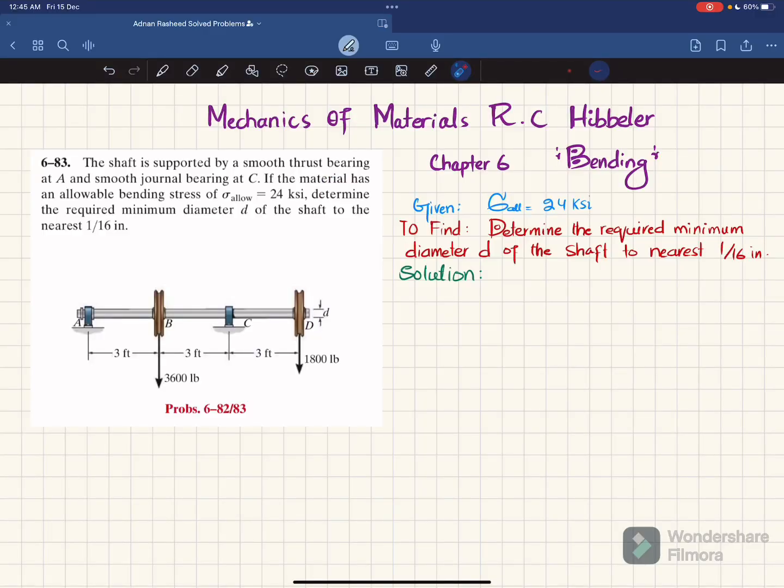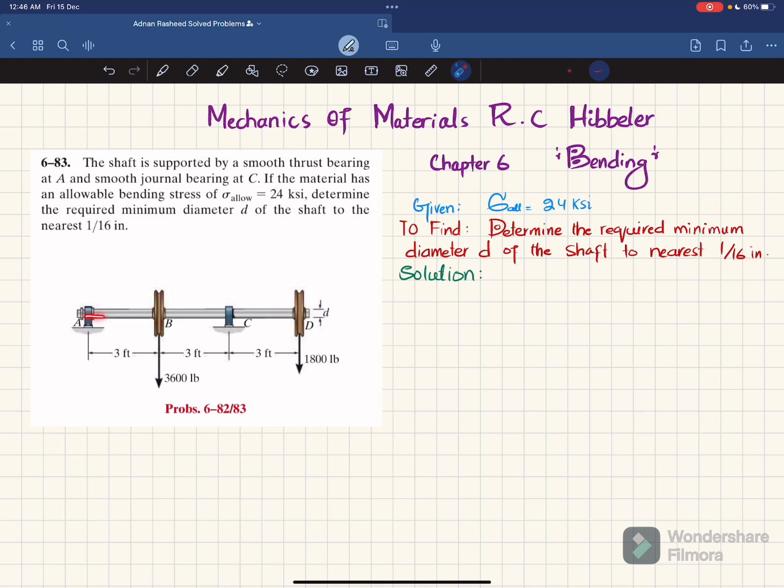Welcome back. In this video, we are going to solve problem 6-83 that is taken from chapter number 6, bending, and the book name is Mechanics of Materials by R.C. Hibbeler. So the statement is: the shaft is supported by a smooth thrust bearing at A and a smooth general bearing at C. If the material has an allowable bending stress of 24 ksi, determine the required minimum diameter of the shaft to the nearest 1/16 inch.